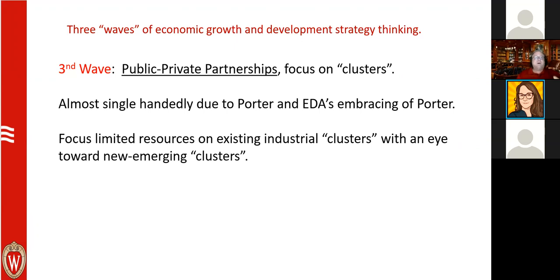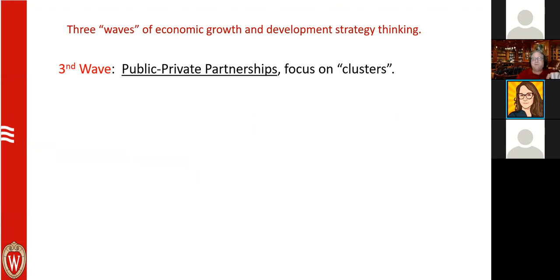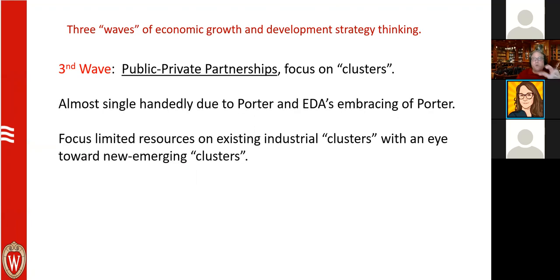Okay, so the focus, limited resources on those industrial clusters. If we have limited resources to conduct economic development, we want to focus on where we have that comparative advantage, what those clusters are, with an eye towards new and emerging clusters. This is where communities in Wisconsin may be thinking tourism. They may be thinking food processing. They may be thinking other types of development that they have a clear comparative advantage on.